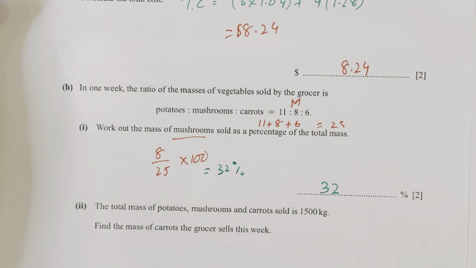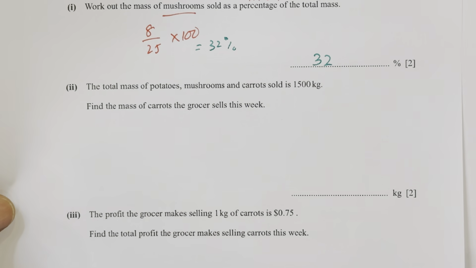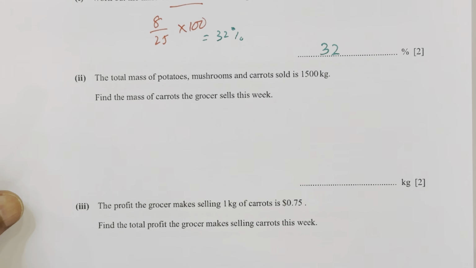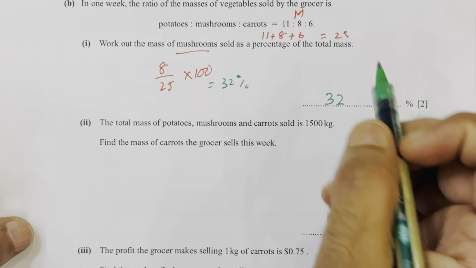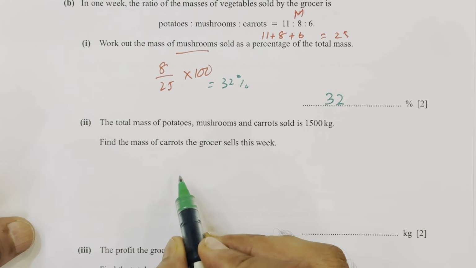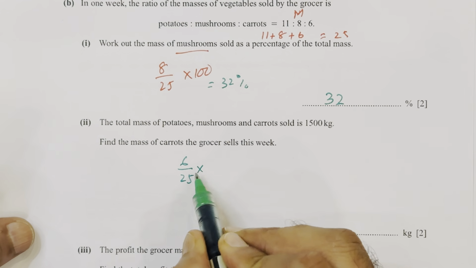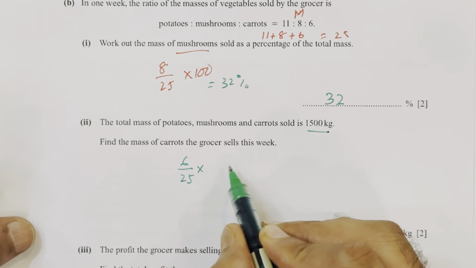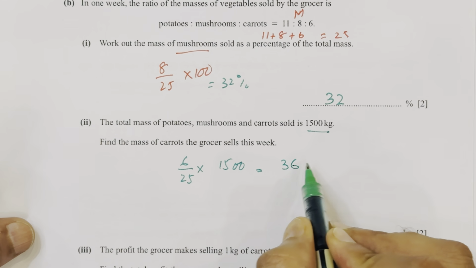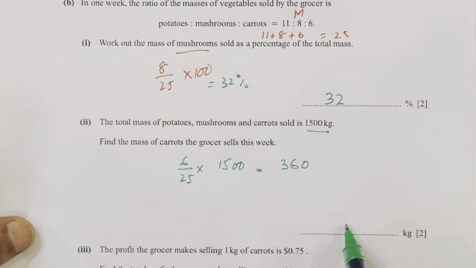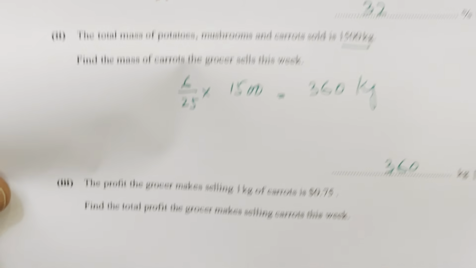So our answer is 32%. Moving to its second part: the total mass of the potatoes, mushrooms and carrots sold is 1500 kg. Find the mass of the carrots the grocer sold this week. Okay, we know that carrots have the ratio that is equal to 6. So simply 6 by 25, it means carrots over total, multiplied by the total mass, that is 1500. So after solving, we get the value that is equal to 360 kg. So our final answer is 360 kg. So that was again a very easy question.